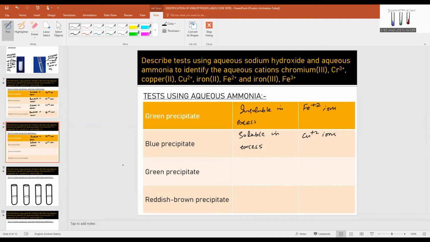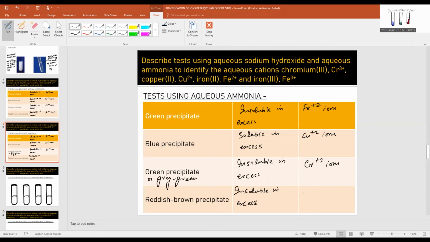Green or gray-green precipitate, but this time it's insoluble in excess of aqueous ammonia, then it must contain Cr3+ ions. Reddish brown precipitate, and it's insoluble in excess, then it must contain Fe3+ ions.